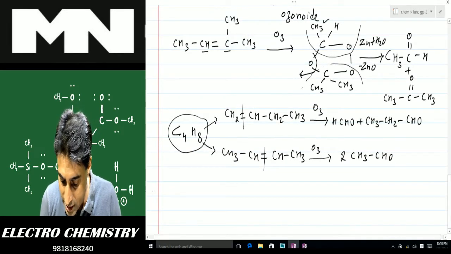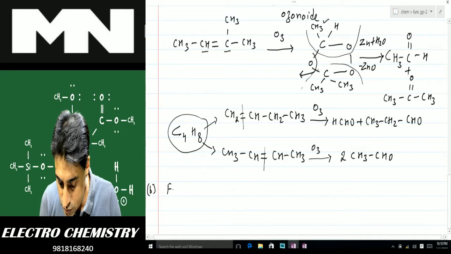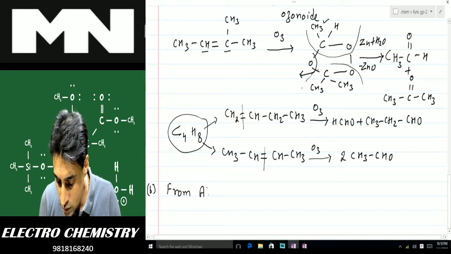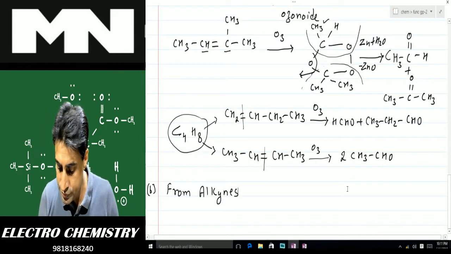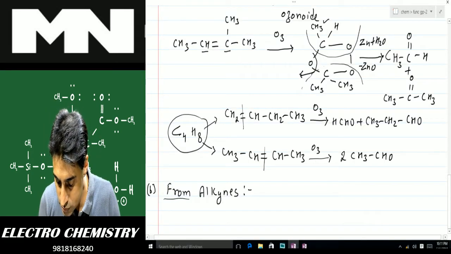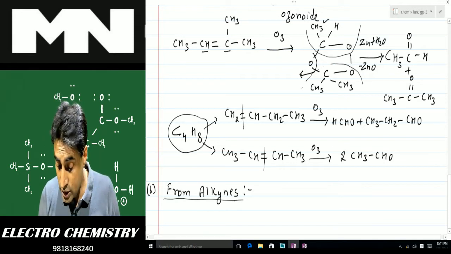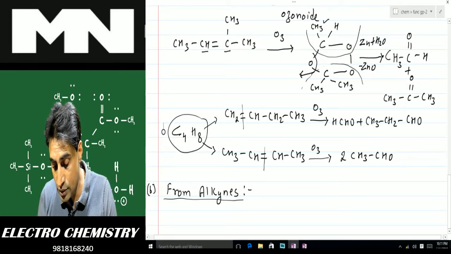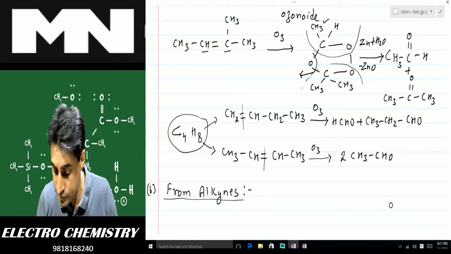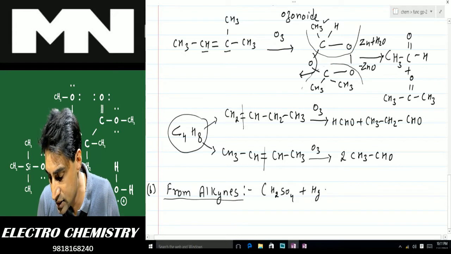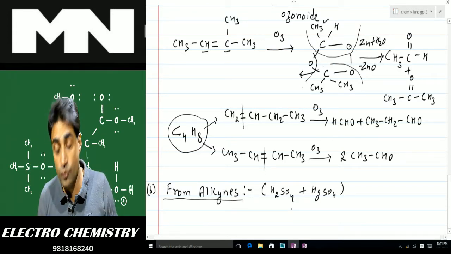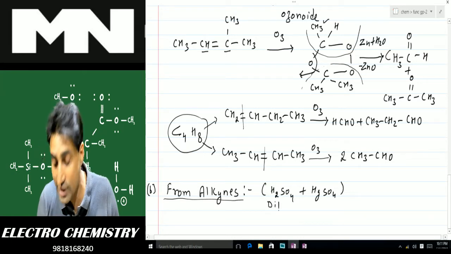So next will be the B part, that is from alkynes. If we talk about alkynes, in that I'll carry out the hydrolysis of alkynes. That is, in that I'm going to react it with H2SO4 along with HgSO4. And this H2SO4 in this case is dilute, so water will get added.